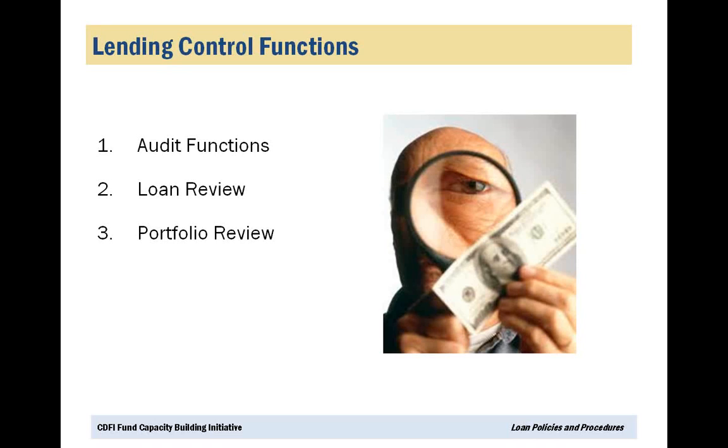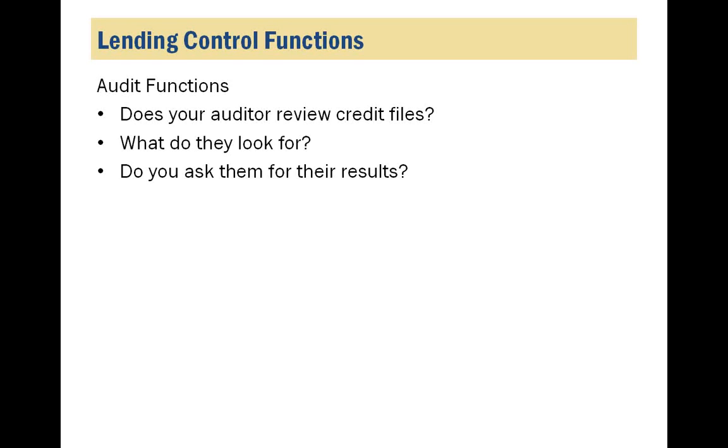These are three tools that you can use for your portfolio to have what is typically outside eyes come in and assess your portfolio in a way that you don't, because you're inside eyes. The first is the audit function. Pretty much everybody gets audits, and this is not considered a comprehensive review by any means, but you should find out, is your auditor reviewing your credit files? Typically, auditors will pull a random sample of credit files, but you need to ask them what they're looking for.